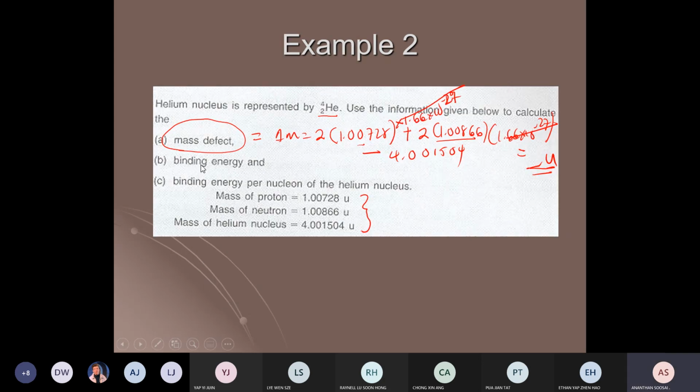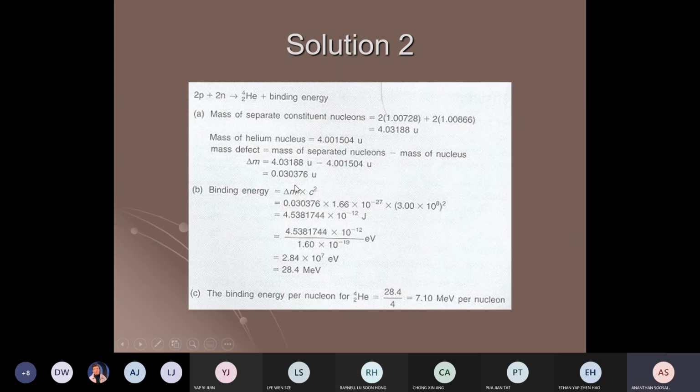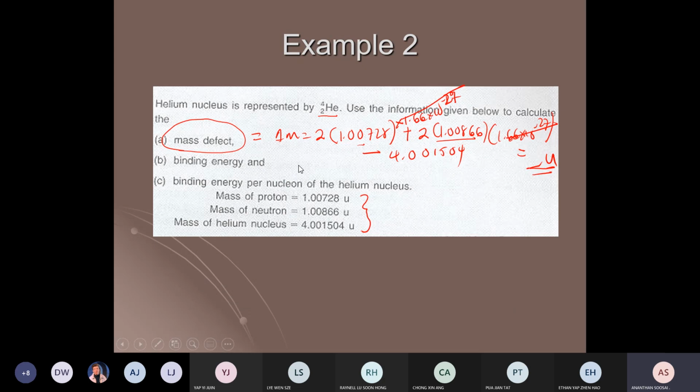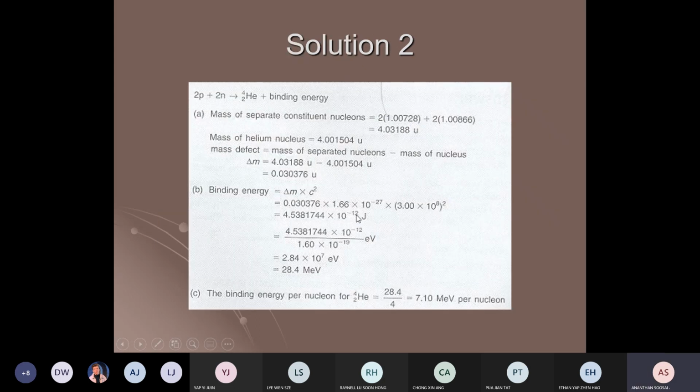Binding energy, once you know the mass defect, you can find binding energy, just mc squared, right? But the problem is more tedious. The mass has to be converted to kilogram, so multiply by 1.66 times 10 to the power negative 27, the unified atomic mass unit, and c squared is the speed of light squared. So you get the energy in joule first. But the question wants it in terms of eV, so to change joule to eV, just divide by 1.6 times 10 to the power negative 19.